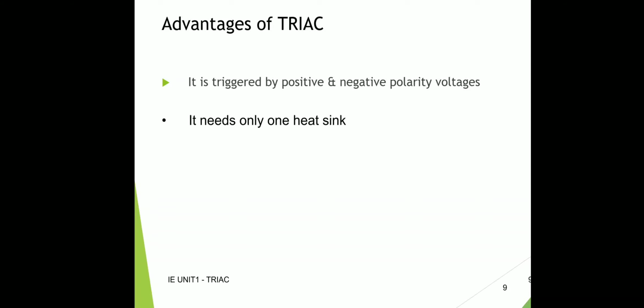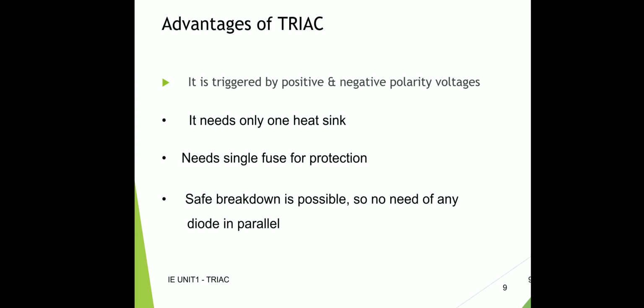What are the advantages of the triac? See, a triac is bidirectional. It is triggered by positive and negative polarity voltages. It needs only one heat sink, since the dissipation of heat is very less. It needs a single fuse for protection. Much protection is not required.